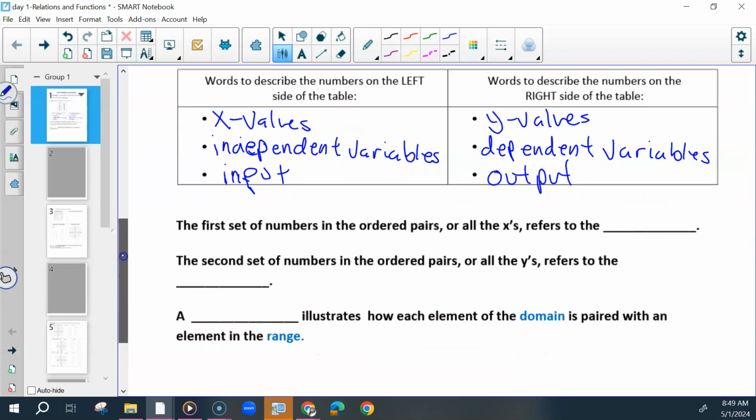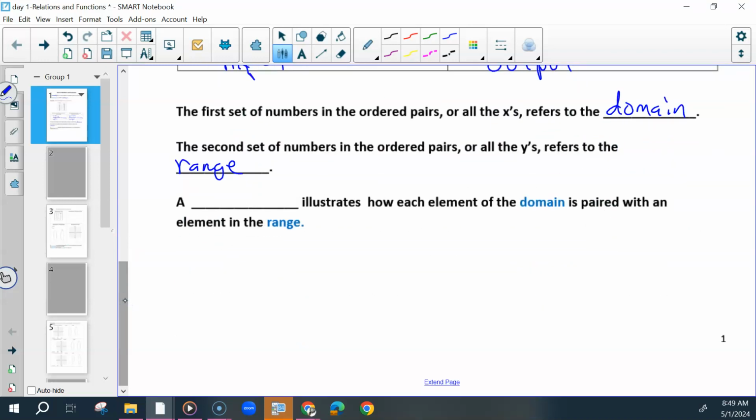For y's, same. And then the first set of numbers in the ordered pairs are all the x's, refers to what Kim said, the domain. So those are also interchangeable. Second set of numbers in the ordered pairs are all the y's, refers to the range. And this last one is a mapping. Illustrates how each element of the domain is paired with an element in the range.